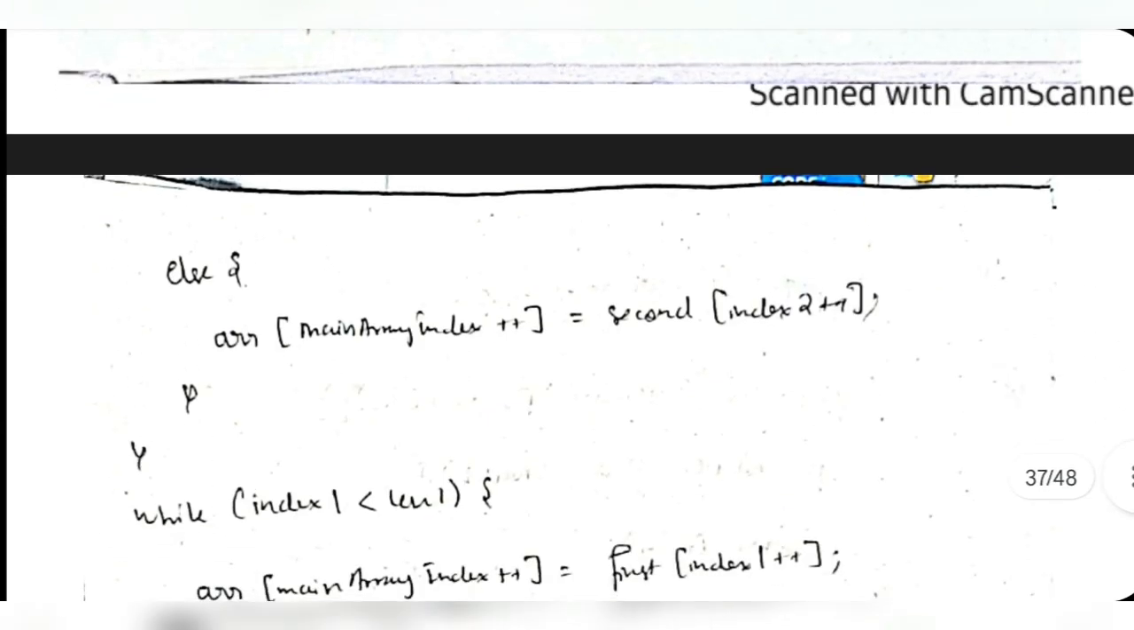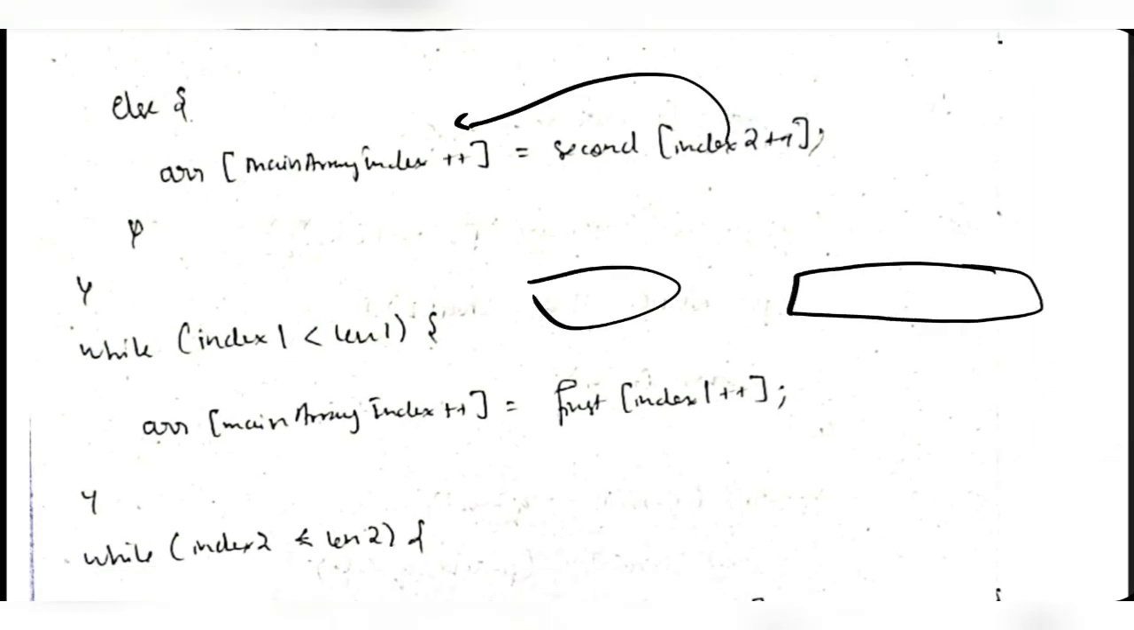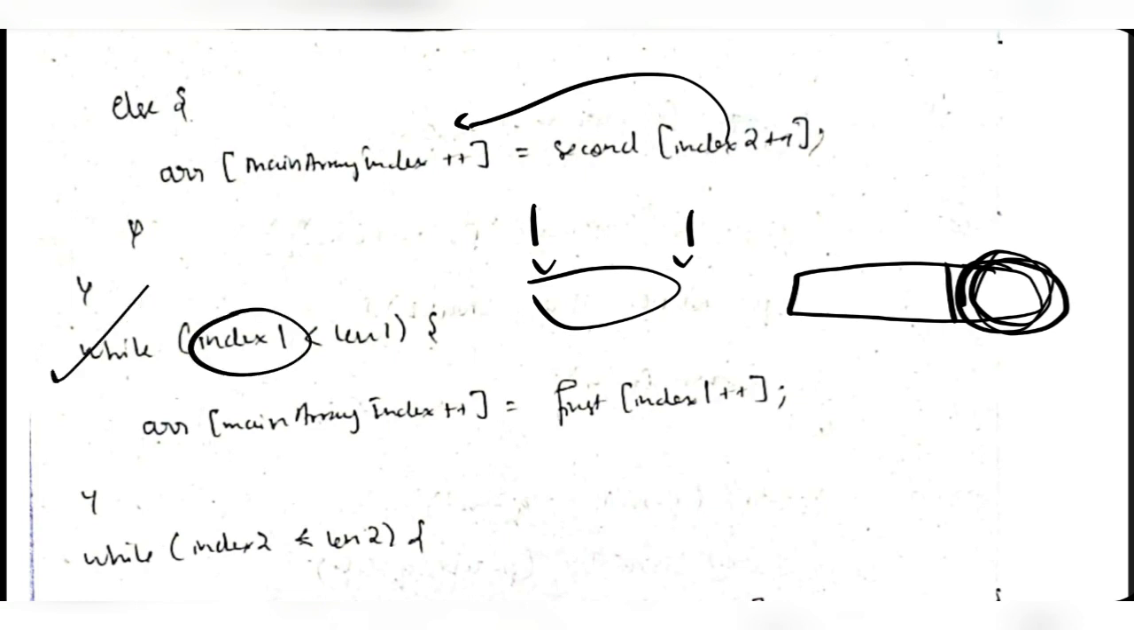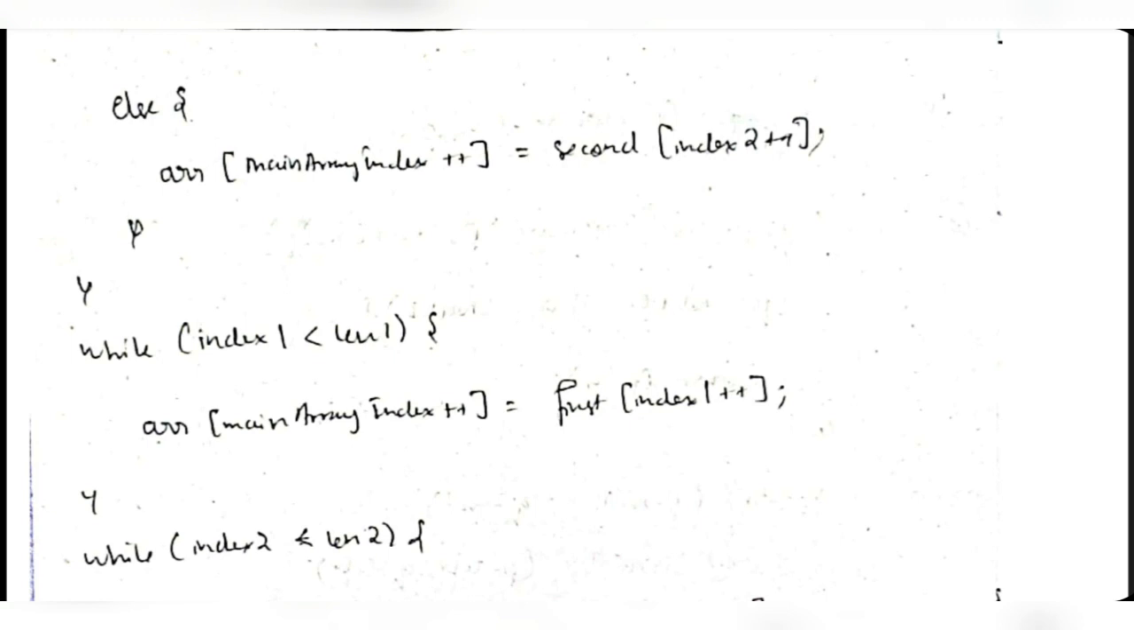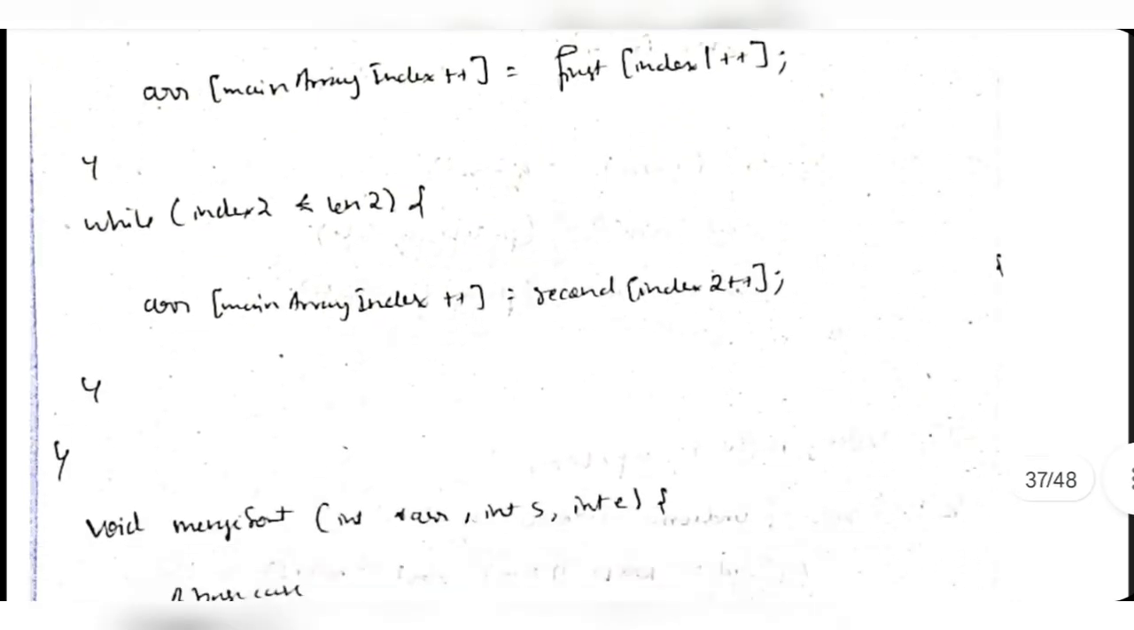Now sometimes it can happen that both arrays are not of equal length. This pointer will reach the end here, but still some elements will be left here. At that time these elements have to be copied into the main array, right? So we will use a while loop. If index2 gets over first, index1 will still not have reached len1. What I mean is, if index2 reaches the end first, and index1 has not reached the end here, whatever is left here will be copied into the main array. The same thing goes for index2 as well. If index1 has reached the end and index2 is still less than len2, whatever is present here should be copied into the main array.